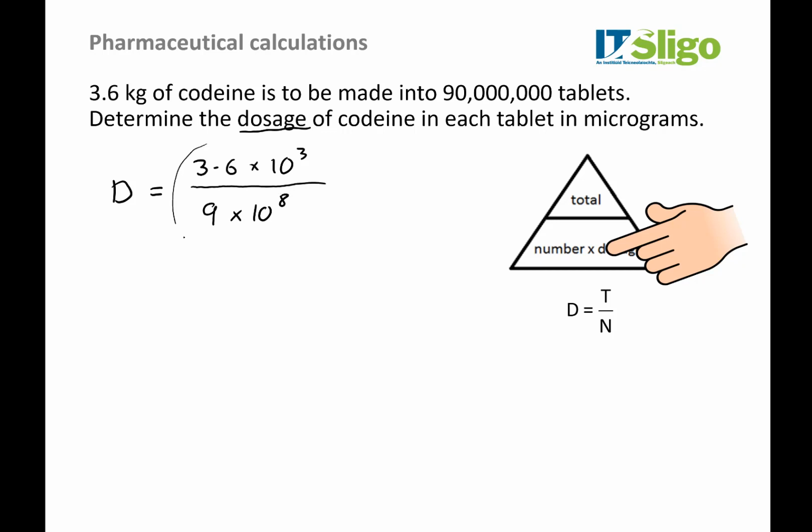Now numbers do what numbers do. 3.6 divided by 9. That will give me 0.4. Oh, sorry, that's not 10 to the power of 8. That's 10 to the power of 7. Excuse my mistake. I'm sure you're all screaming at the video. Yeah, 10 to the power of 7. Phew. So here, guys, we get numbers do what numbers do, and then powers. And it's always a good idea, guys, just to write out what's going on.